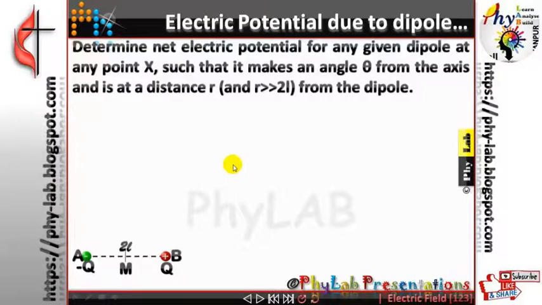So what I am going to do now is share with you all a bonus method for determining the electric potential due to any dipole at point X, which is situated at a distance R from the midpoint of the dipole at an angle theta. Now friends, in order to understand this method, I would like you to recall two expressions of electric potential.